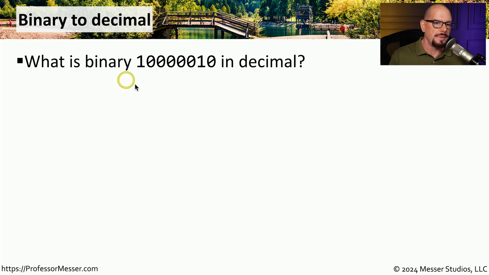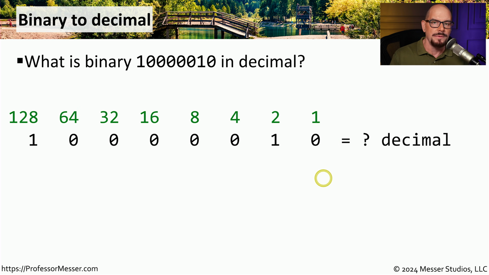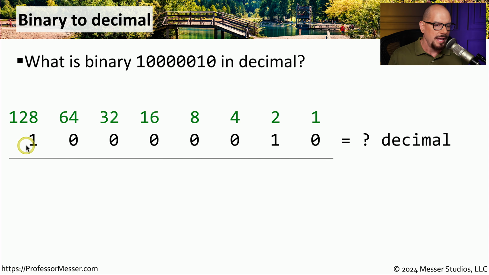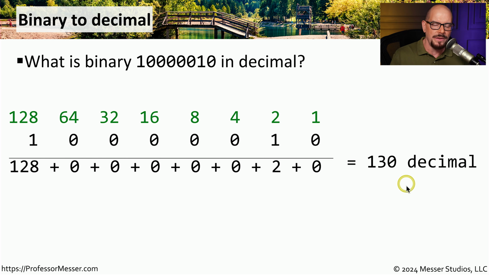Let's do another one. What is the binary 10000010 in decimal? We will write down our binary value, and then we'll layer on top of that our conversion chart. Every place there is a 0, we're going to pull that down and put a 0. And every place there is a 1, we're going to pull down the number just above that 1. And you can see we only have 2 binary 1s in this number, and that's associated with the 2 and associated with the 128. So we'll bring down the 128, we'll bring down the 2, we add those together, and we've got 130 in decimal. So the binary value 10000010 is the same as 130 in decimal.